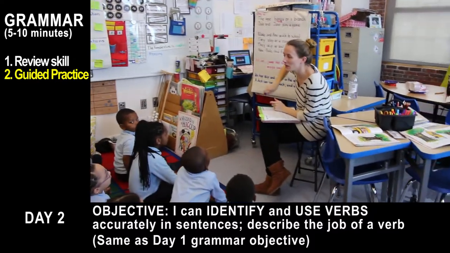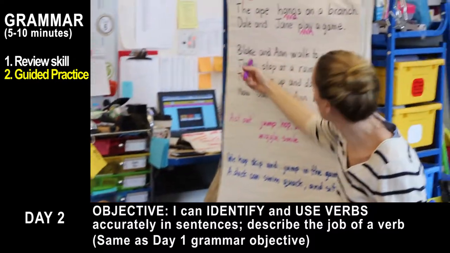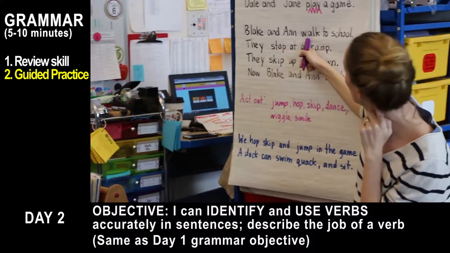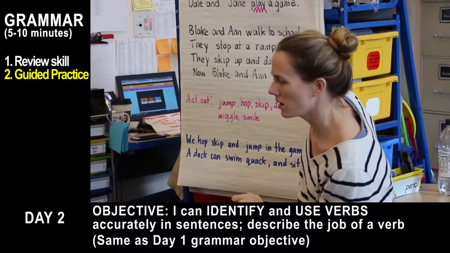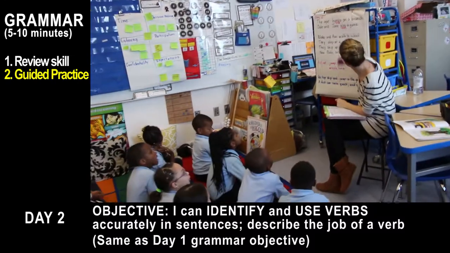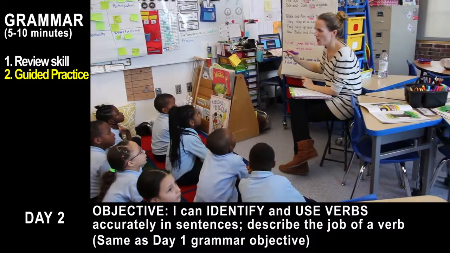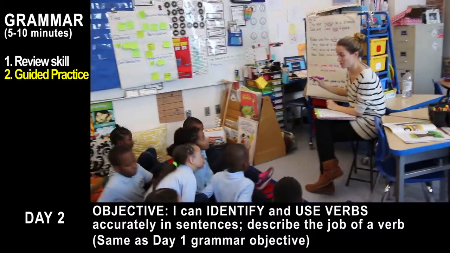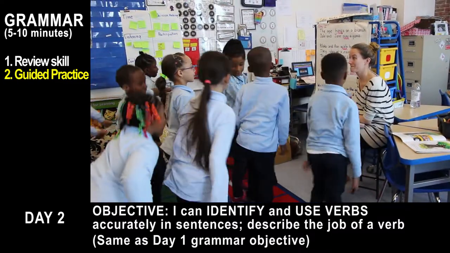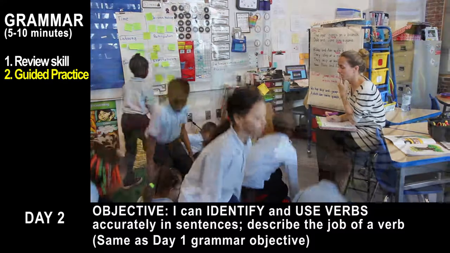All right, let's read the next one. Blake and Ava walk to school. Action word? Walk. Can you show me walk? Take a seat.